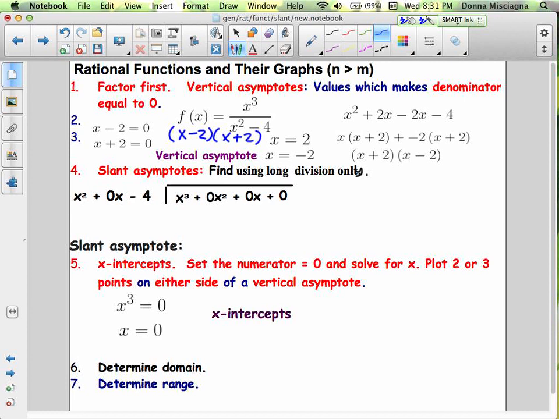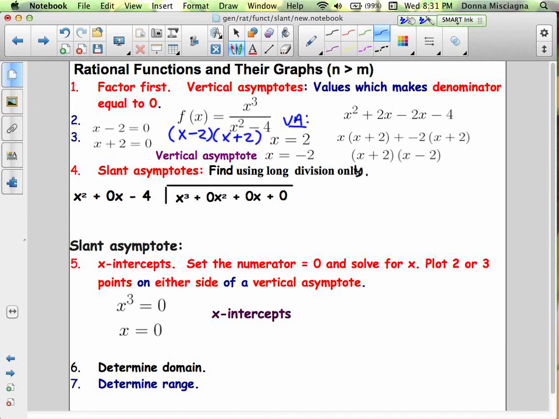And when we look, we see we have nothing that will cancel out between the numerator and denominator. So that leaves us 2 vertical asymptotes. All we have to do is set the factors equal to 0 and solve for x. If x minus 2 is equal to 0, add 2 to both sides, x is 2. If x plus 2 equals 0, subtract 2 from both sides, x is -2.